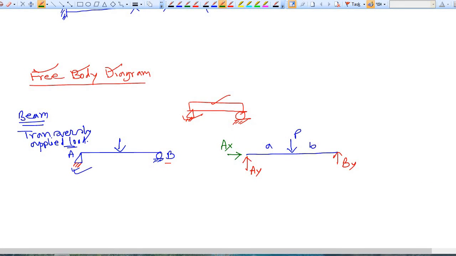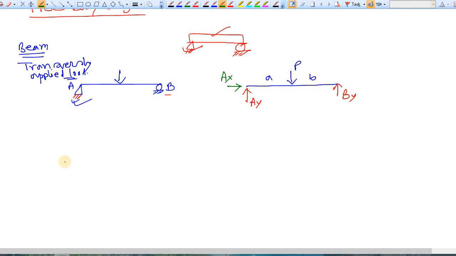Now say this is you, don't mind the figure. This is you, and this is your sister. Please don't mind. And both of you are standing at two ends of a plank, and the plank is rested on an edge like this.